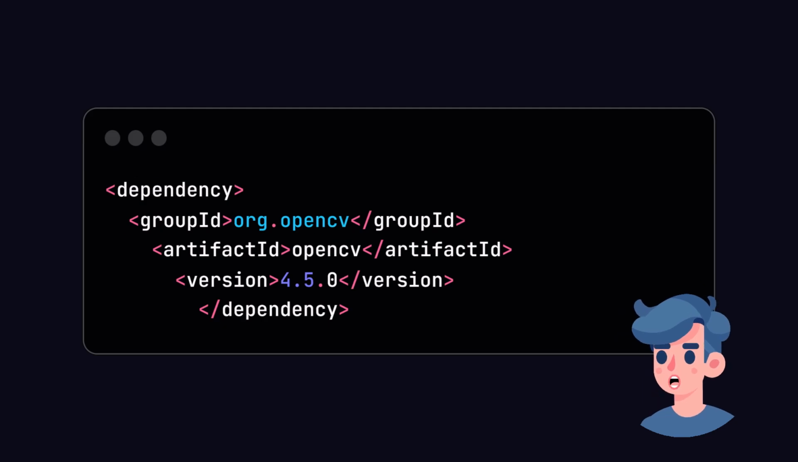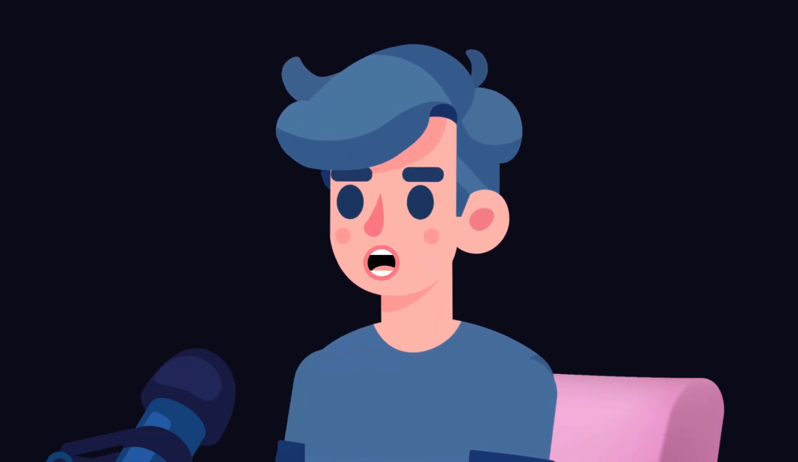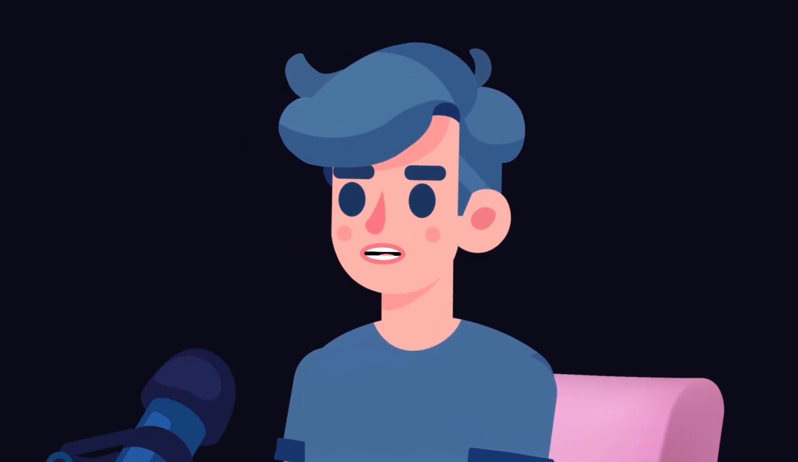Next, we need to add OpenCV as a dependency in our pom.xml file. Open the file located at facial recognition signage/pom.xml and add the following lines. Once you've updated your pom.xml, run the following command to ensure that Maven downloads the OpenCV library. mvn clean install. This command cleans the project and installs all dependencies defined.